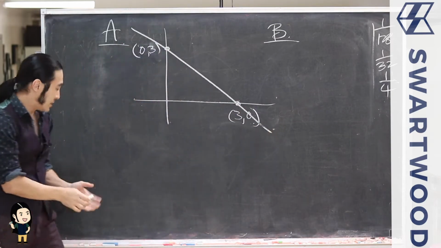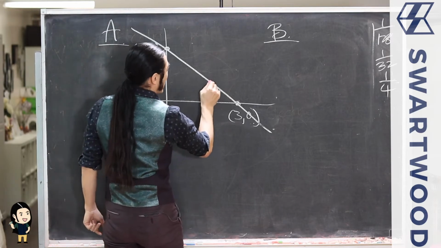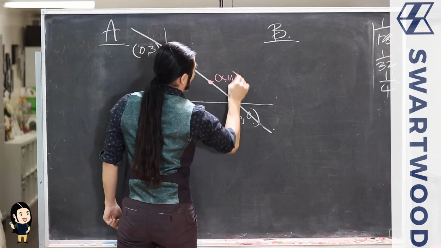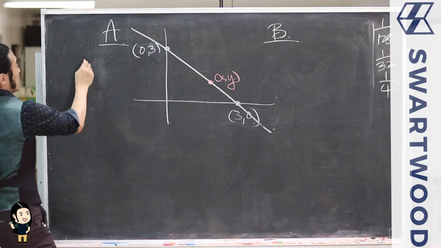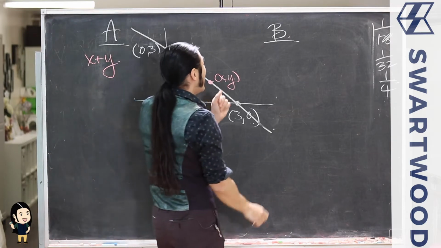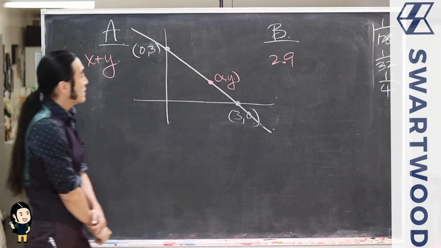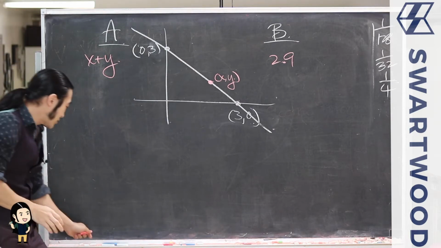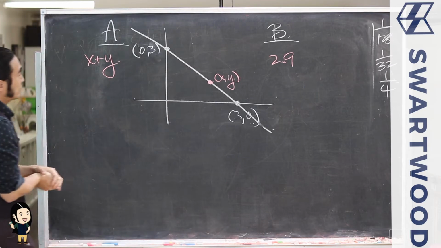All right. And now, what's the actual question? They pick some arbitrary point here, let's say (x, y). Okay? And then the question for you is, column A is x plus y, and column B is 2.9. Okay. All right, no big deal. So let's give this a try and see. Give yourself a second, try this out, and then we'll talk shop.